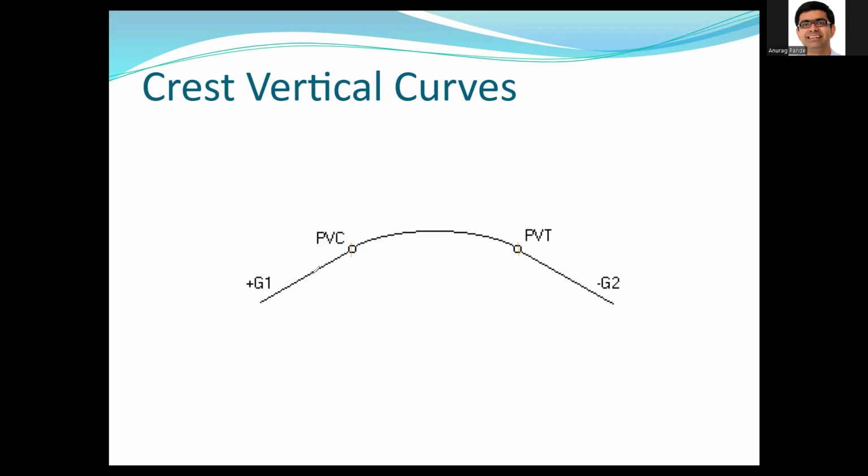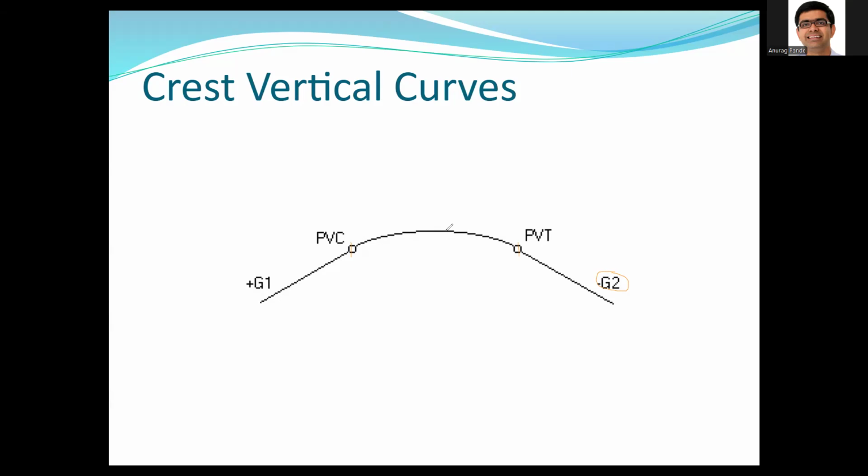Upstream of the PVC, it's a straight line segment, but it's going up. It has a positive grade G1. And then after the PVT, it has a negative grade G2. So this vertical curve, the parabolic curve that I talked about, is there to provide transition to go from G1 grade, that's upgrade, to a downgrade.